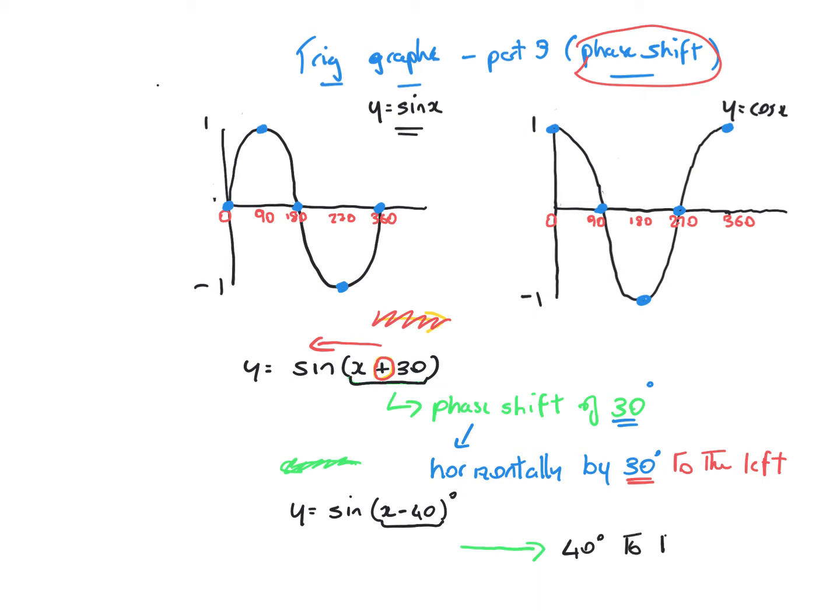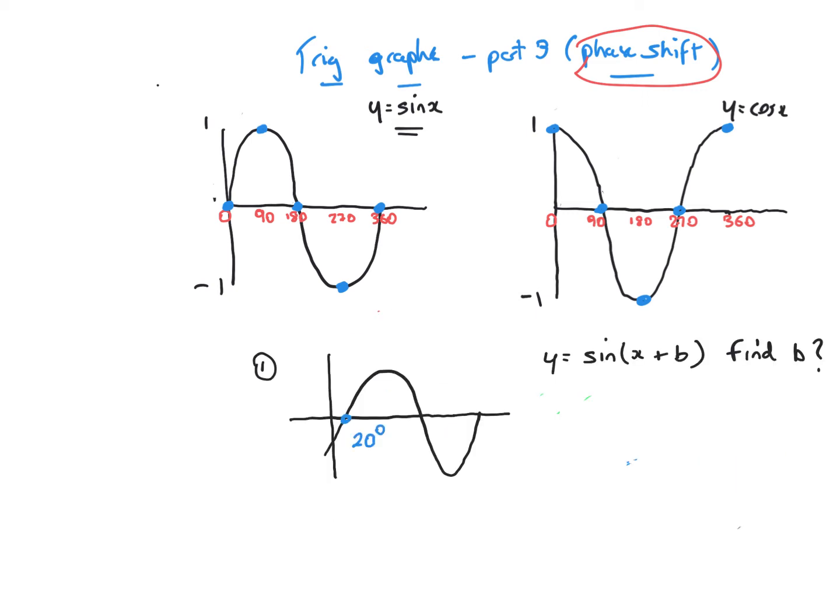Now what we're going to do now is look at where this could come up, and what we need to do is identify the phase shift for each question. Okay, so here's the first question. We've got a sine curve, and we need to find the value of b.